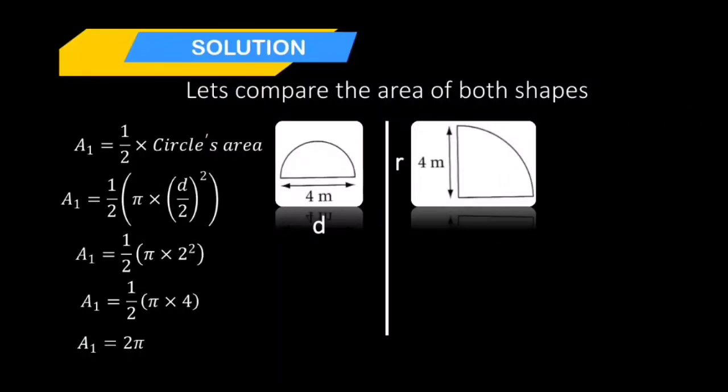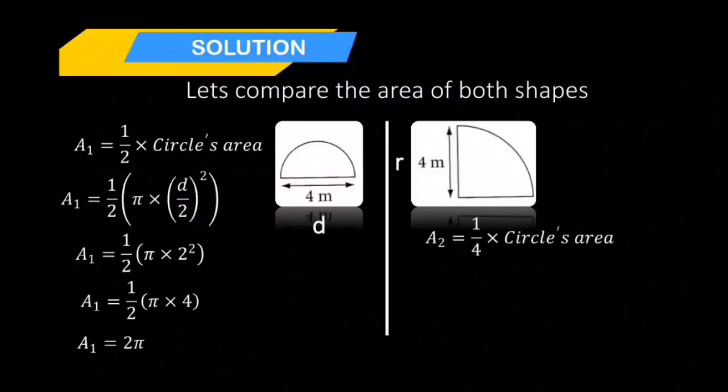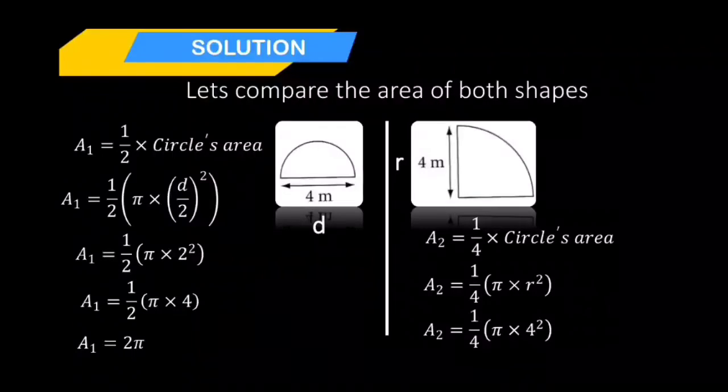And then the second shape, the quadrant of the circle, the radius is 4 meters. So the second area is a quarter times the circle's area. A quarter times π times r squared. A quarter times π times 4 squared. And then the second area is 4π.